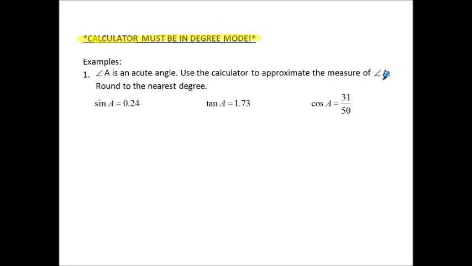So, angle A is an acute angle, and we're supposed to use the calculator to approximate the measure of angle A, and we're supposed to round to the nearest degree. So, the sine of A is 0.24. So, if we want to find the measurement of angle A, we have to move the sine to the other side. That makes it again become the inverse sine of 0.24, and that's exactly what we're going to put into our calculator now.